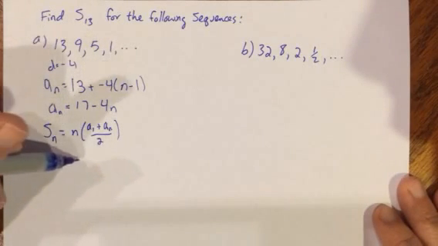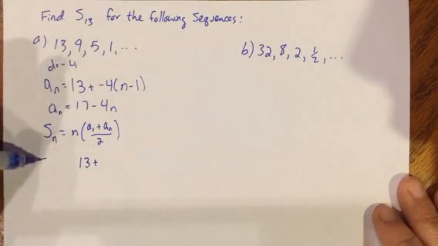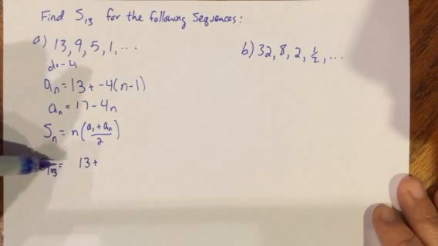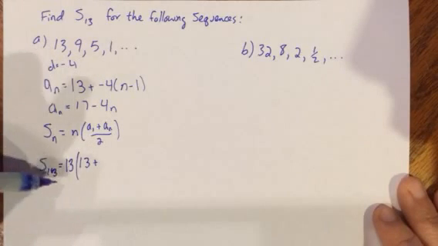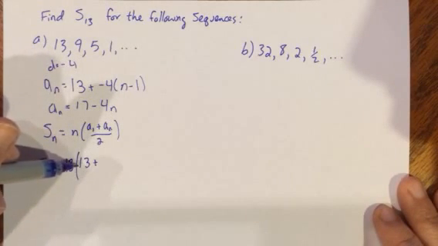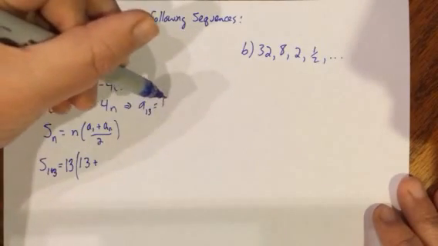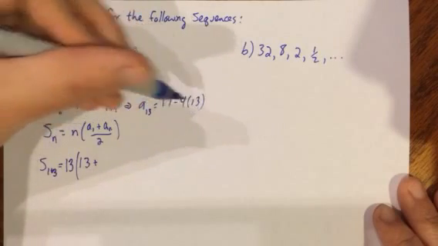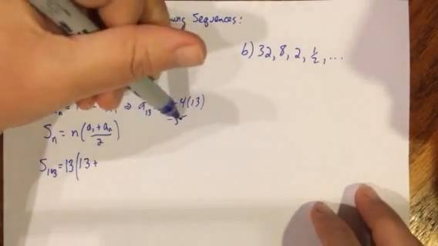So a1 in this case is 13. And n is 13, so I'm looking for S13 because that's what it said at the top. We have a lot of 13s going on here. A1 is 13. An, I'm going to come out here and say, what is a_13? So 17 minus 4 times 13. So 4 times 13 is 52. 17 minus 52 would be negative 35. So this would just give me negative 35.